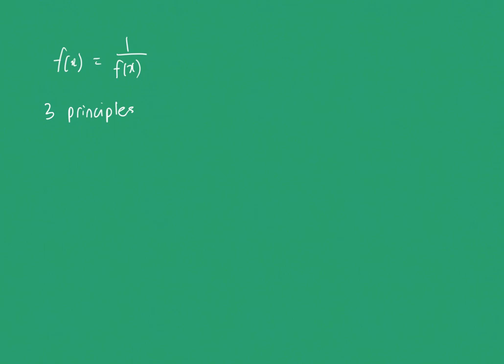So first, small numbers become very big. Second, big values become very close to 0. Last but not least, the x-intercepts of the original function are going to be the asymptotes. The reason for this is because you cannot divide by 0, so there are no values at the x-intercepts.